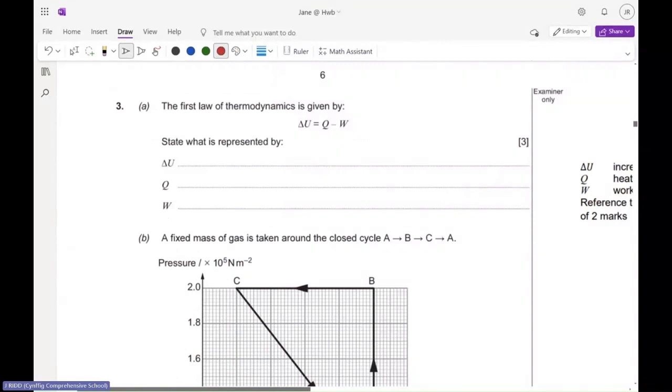How am I doing for time? Have we got time to have a go at this question? I think we have, haven't we? Yeah, you've got 5 minutes.